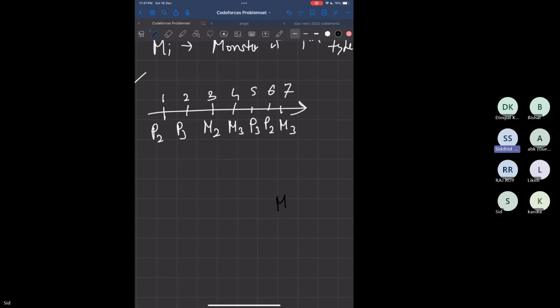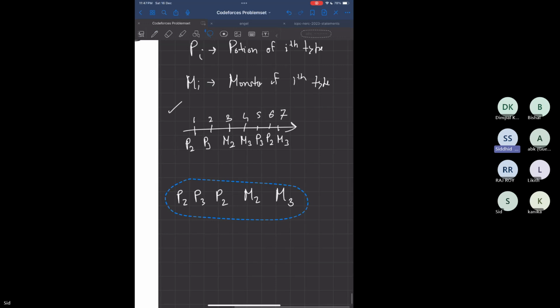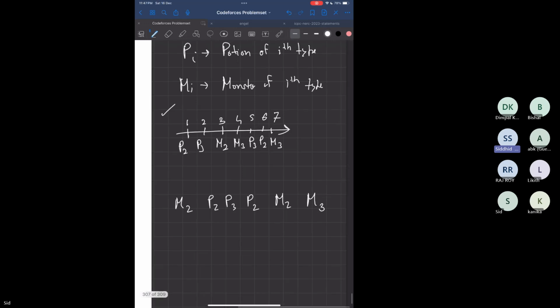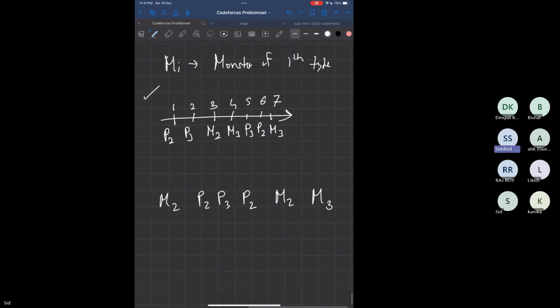Suppose I have M3 here, M2 here, and like P2, P3, P2, and let's say M2 here. So what we will do is we will check from this side how many monsters we have encountered, and if we get a potion and there is a monster, we will take the potion. So we got M3, M2. We get a potion of P2 which will neutralize this. So yeah, this part is cool. Now M3, P3, yeah, this P3 can neutralize this.